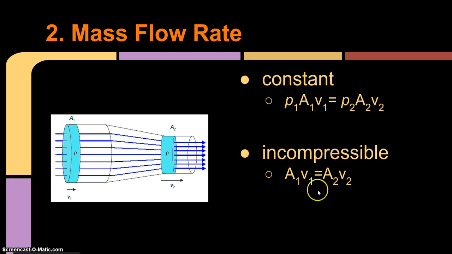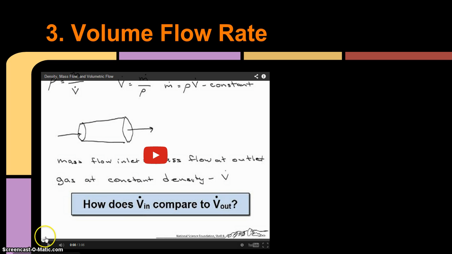If a fluid is incompressible, this means that the density does not change, so the same fluid that's entering the pipe must be the same fluid leaving. This video demonstrates volume flow rate.